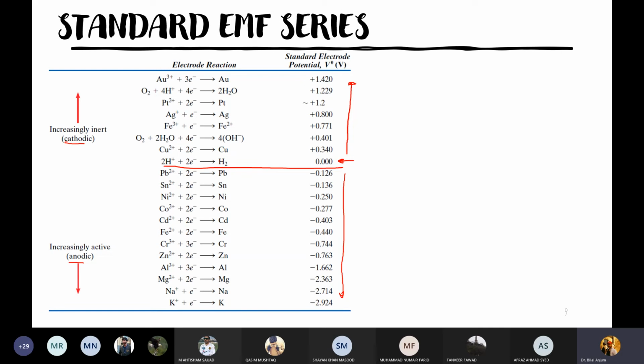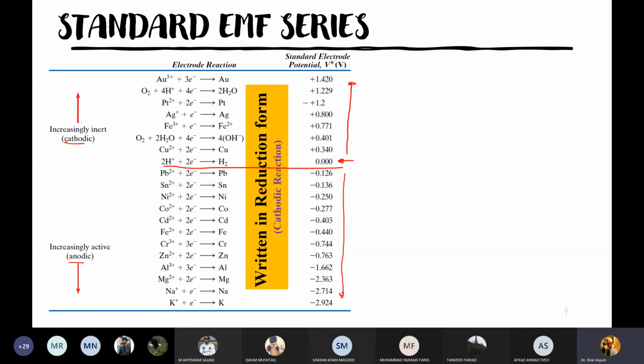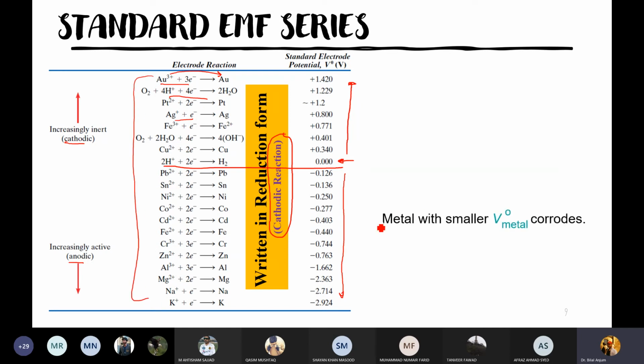Now we have developed this EMF series, and remember that we have written every reaction in the cathodic form. In all, this is the cathodic form, taking up electrons, converting into zero. Reduction reaction, consuming the electrons. So we have written down all the reactions in the reduction form. Now, just by looking at it, it says that metals with smaller standard hydrogen potential would corrode.